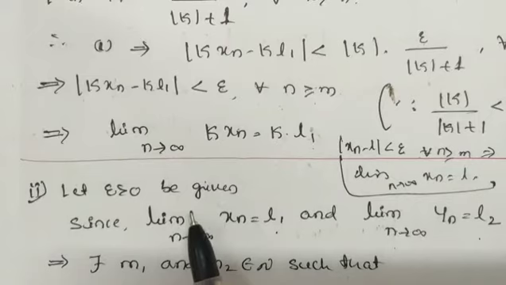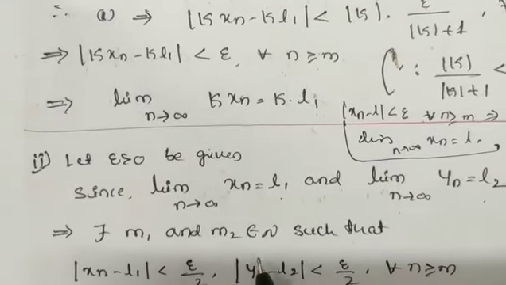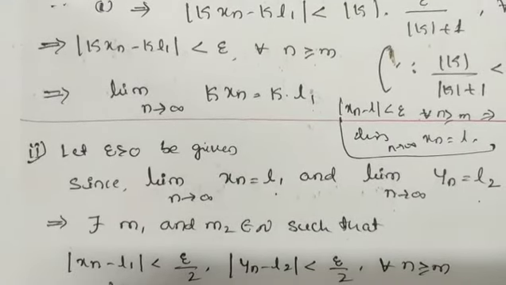In the second result, what we want to prove is limit as n tends to infinity of xn plus yn is equal to L1 plus L2. So let us take mod xn minus L1. Since epsilon is a number greater than 0, we can take this to be less than epsilon by 2, by the definition.